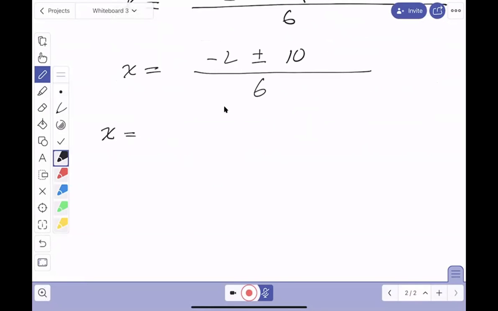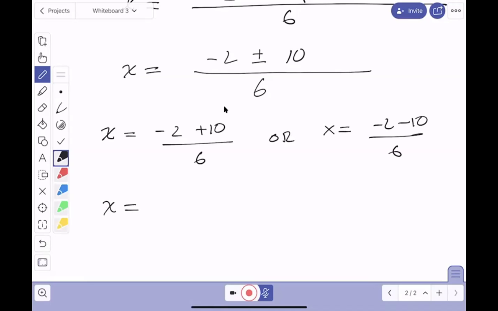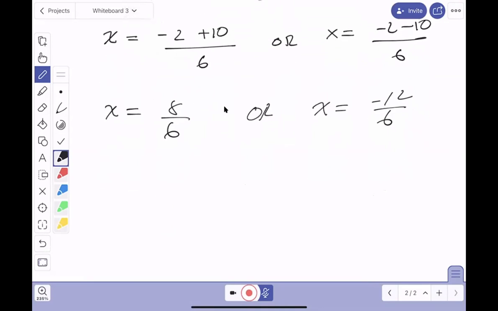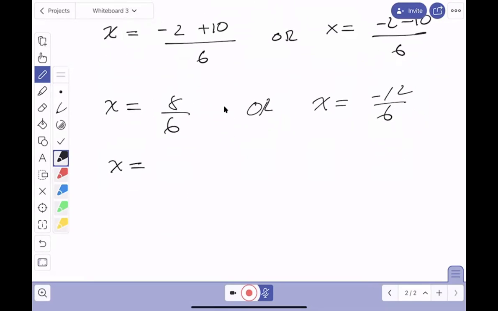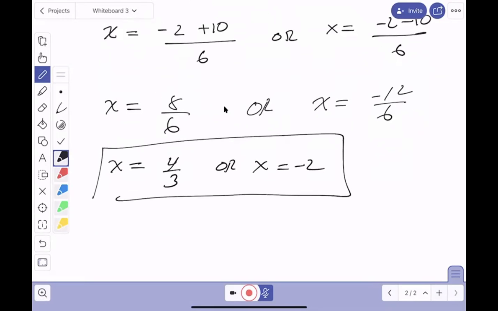X equals -2 plus 10 over 6, or x equals -2 minus 10 over 6. And again, I want to point out, this is a nightmare for most students. It's all the work in the arithmetic. What's -2 plus 10? 8 over 6, or x equals, this would be -12 over 6, right? Well, I'm still not done. What do you get? X equals, what's 8 over 6? 4/3, or x equals -2. I got my answer. We just used the quadratic formula.